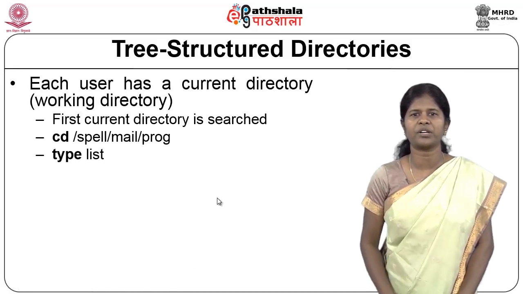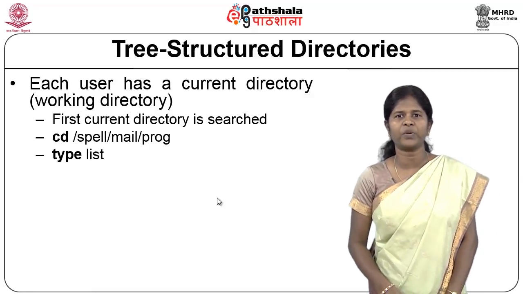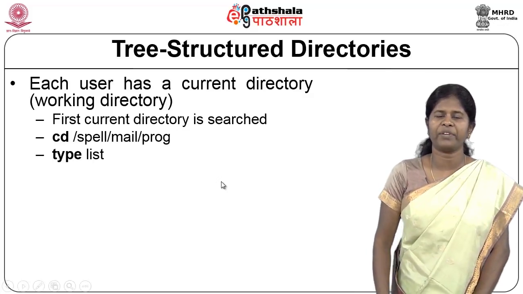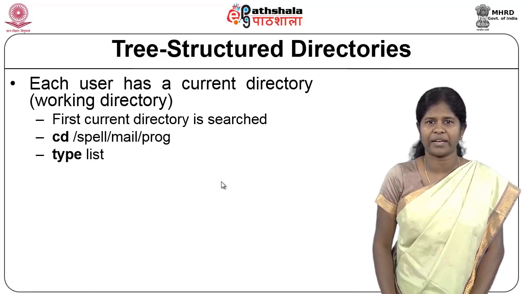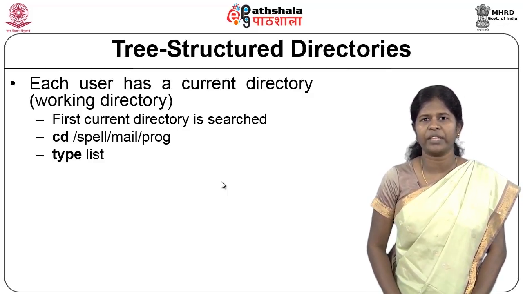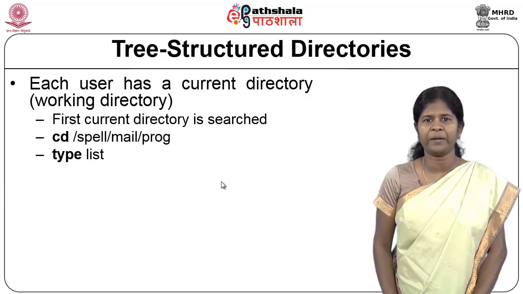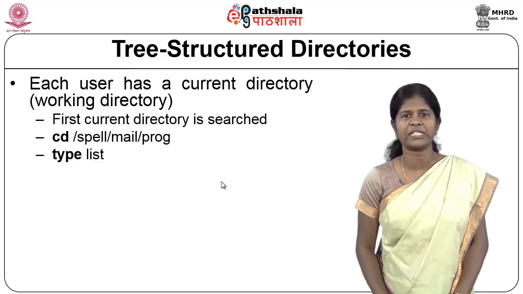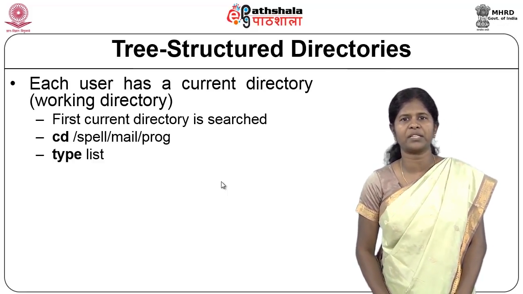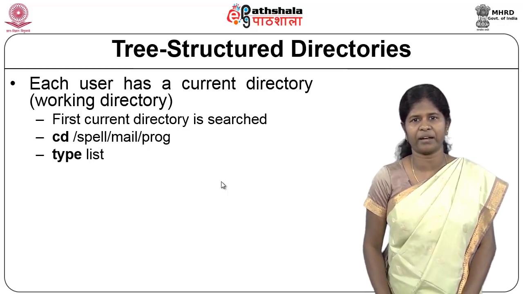and here users will be assigned something called a current directory, or the directory in which they are currently working. Whenever a user logs in, he will be assigned a current directory, and that will be the directory in which the file will be searched. Whenever there is a need to access a file, the file will be searched first in the current directory. Any process that is created by this user will use this particular directory as the current directory.